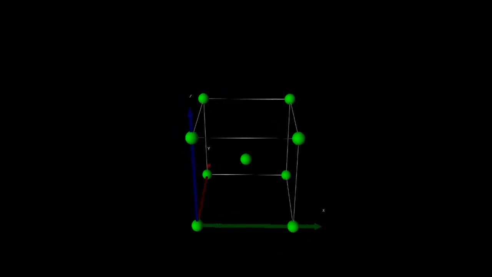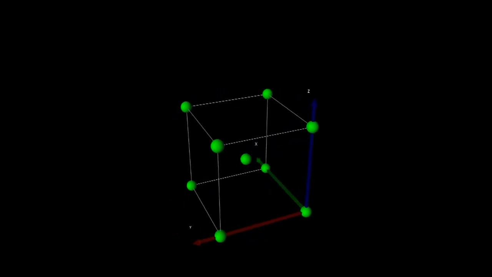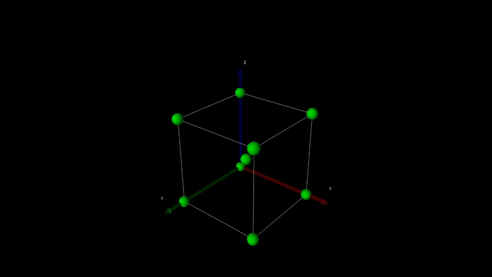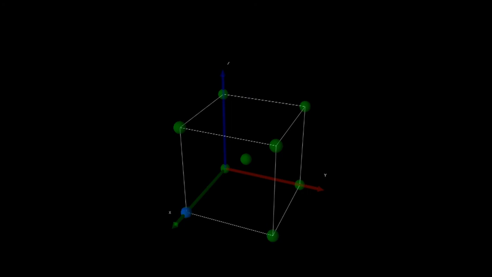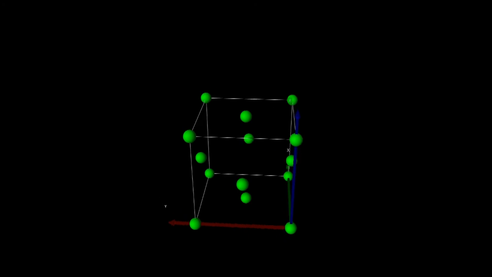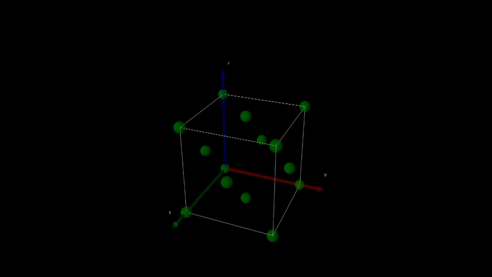It's similar to the simple cubic cell, except that it has a point located in the center as well. Counting the point on the vertices and the point in the center, we see that the cell contains 2 whole lattice points. The face-centered cubic unit cell is composed of 14 points, 8 at the vertices and 6 at the face centers. Counting the point on the vertices and the ones on the faces, we see that the cell contains 4 whole lattice points.